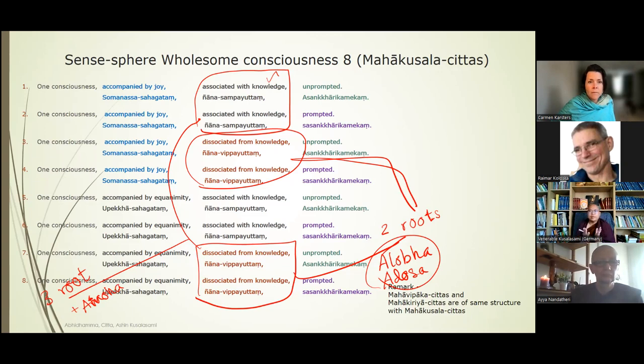So why, like the class question, why is there no akusala vipaka citta with roots in rootless consciousness, for example together with lobha, greed, or together with dosa? In the unwholesome resultant consciousness, the books say it's not possible. It's not possible, and I don't know how to explain.